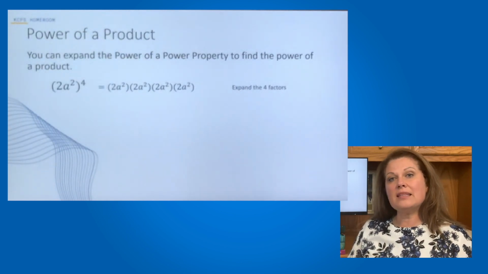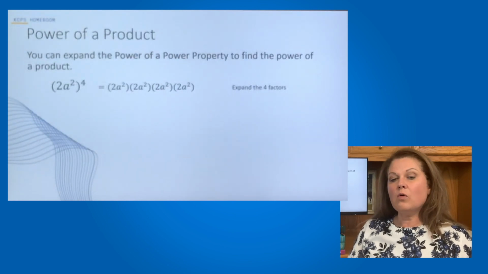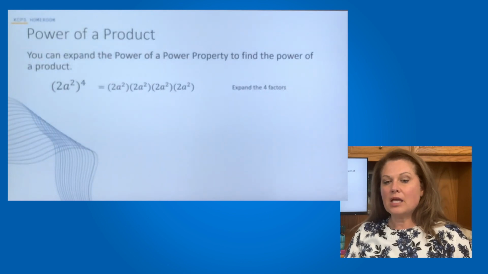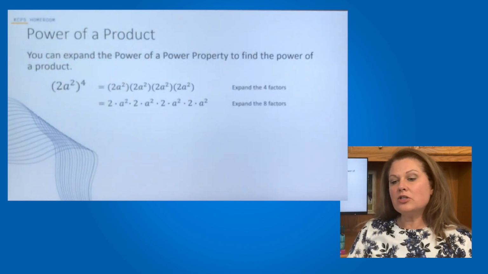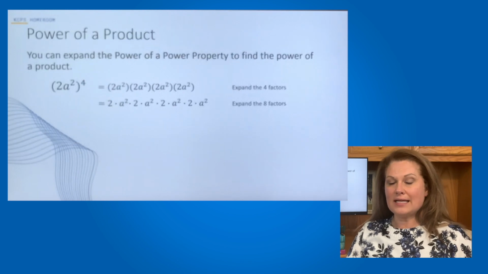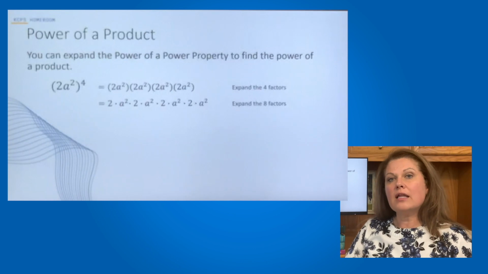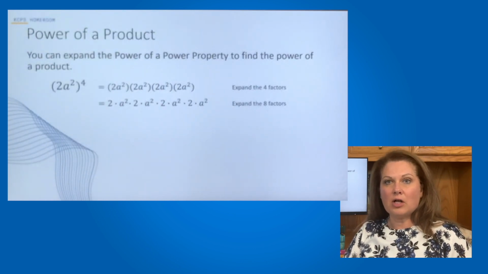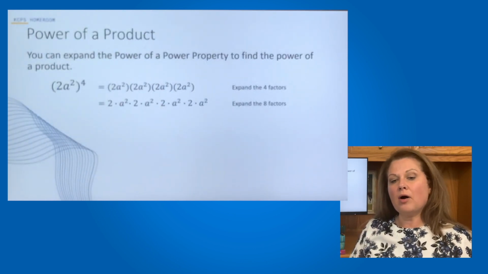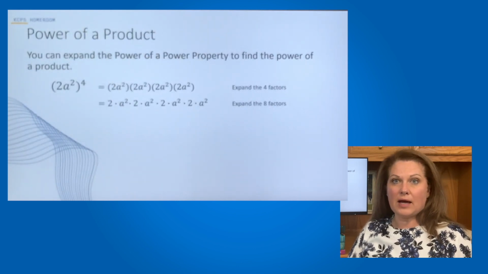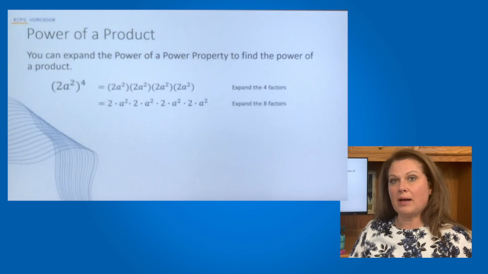If we expand that even further, we can actually see how the property is created. If we break it apart, notice we went from 4 terms to 8 terms, because when we have a coefficient in front of a variable, like it is in our example, that means to multiply. So when we break it apart, we're saying 2 times a to the second power times 2 times a to the second power times 2 times a to the second power times 2 times a to the second power.